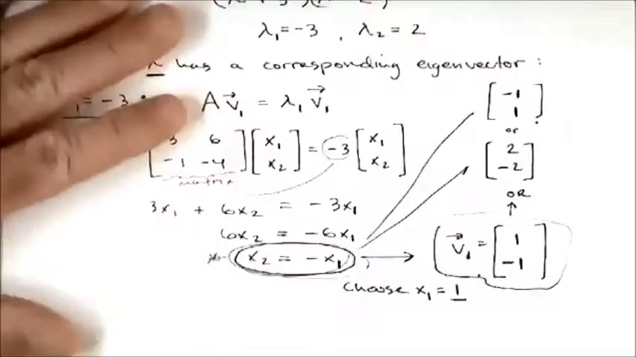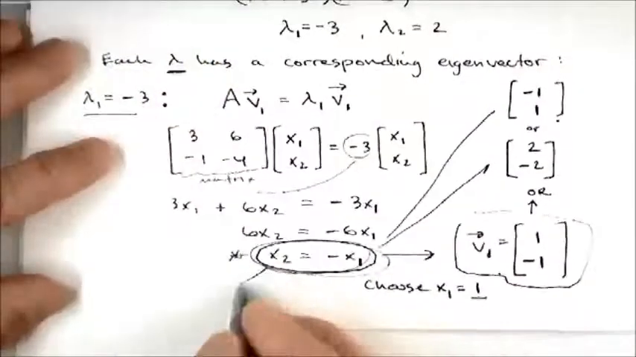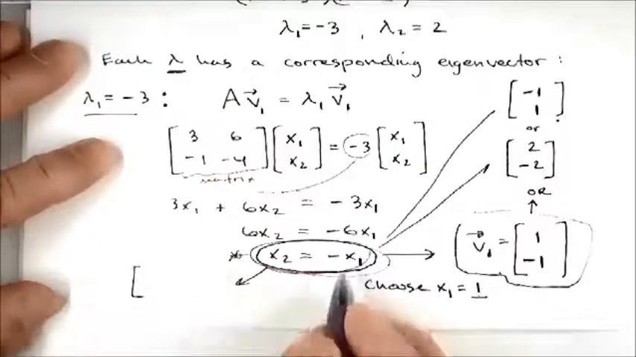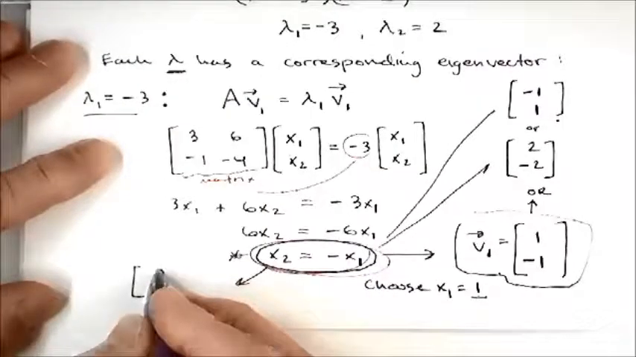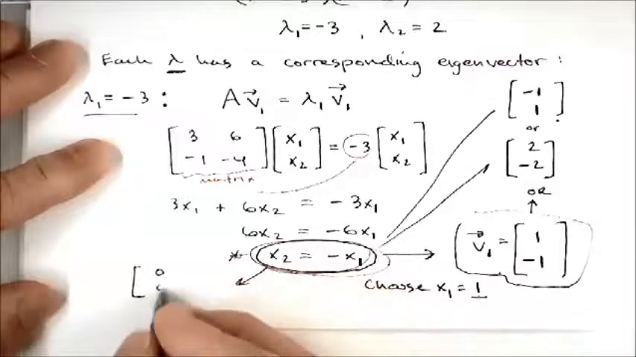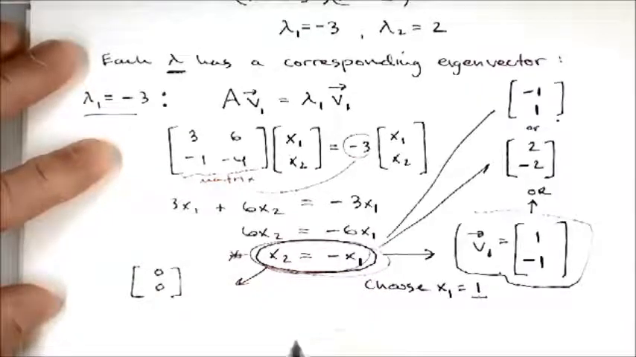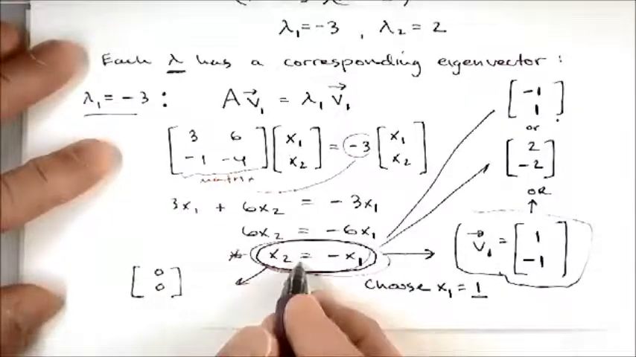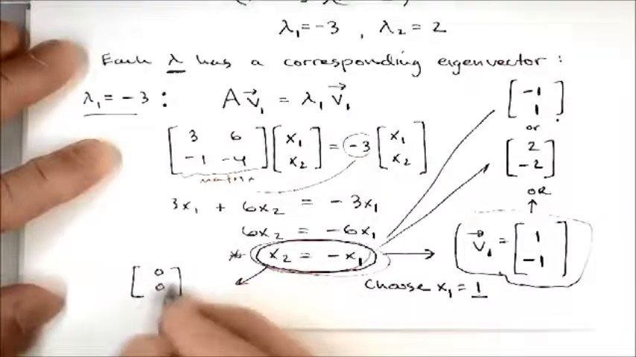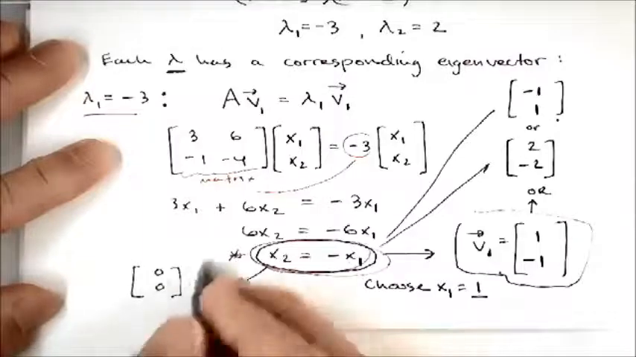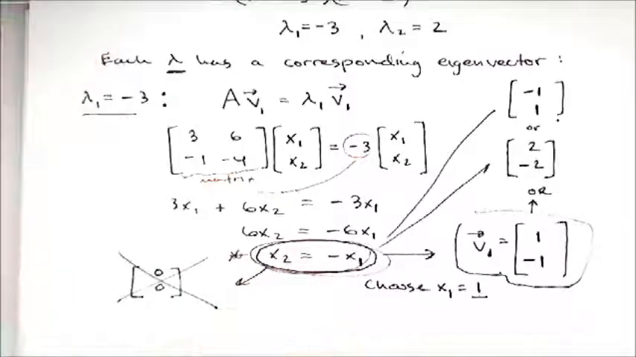But it all comes down to, as long as they satisfy this equation, they are valid. And then the other note I need to make is what would happen if I chose x1 to be 0? If x1 was 0, that means x2 is automatically 0, right? Yes, it solves this equation, but that's not an interesting vector. 0, 0 doesn't go anywhere. So we try not to do that. You wouldn't want to have 0, 0 as your answer.